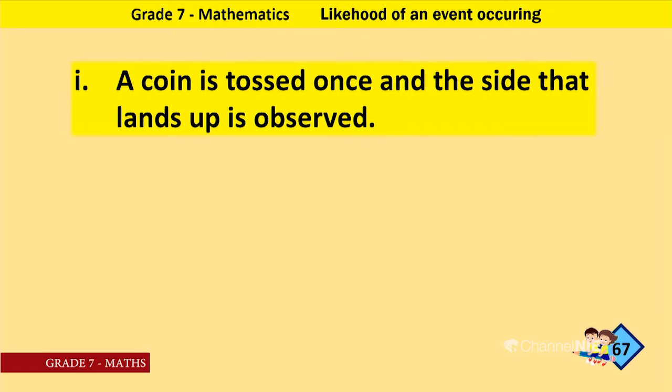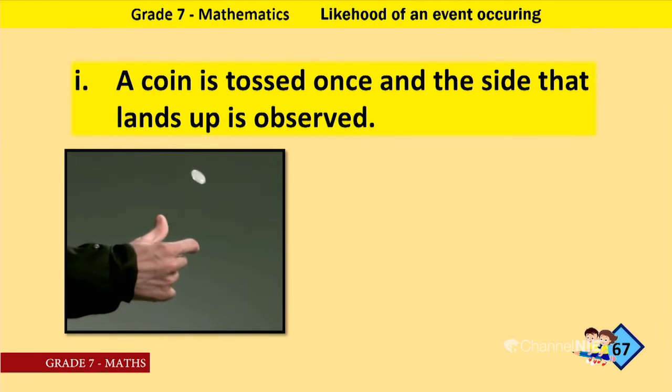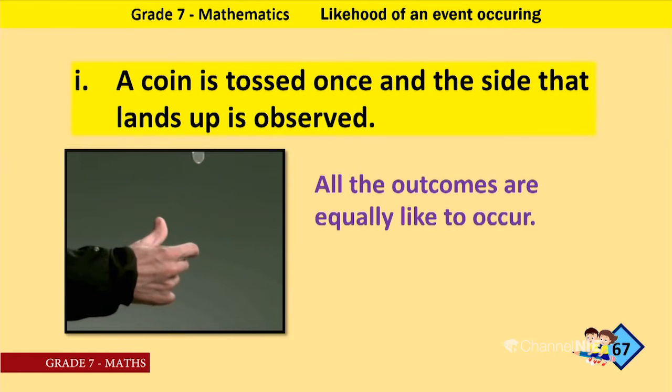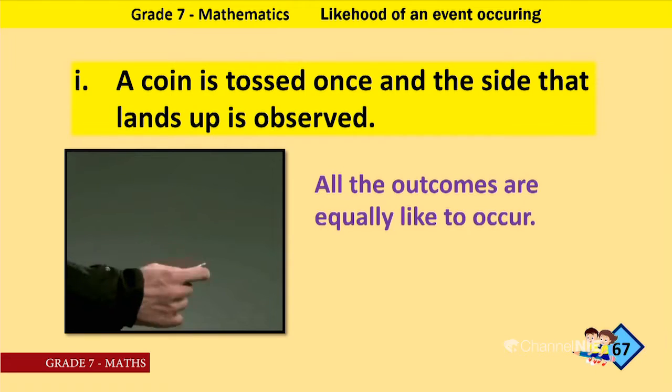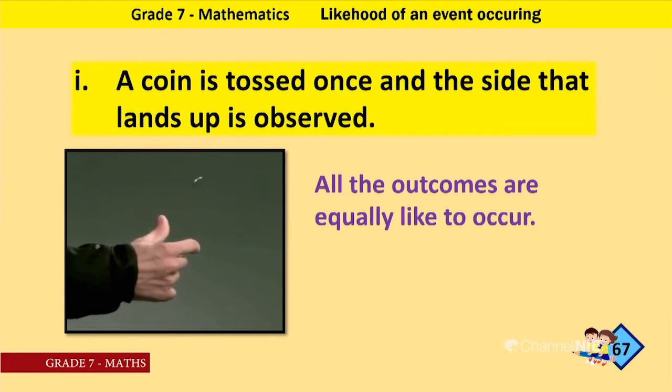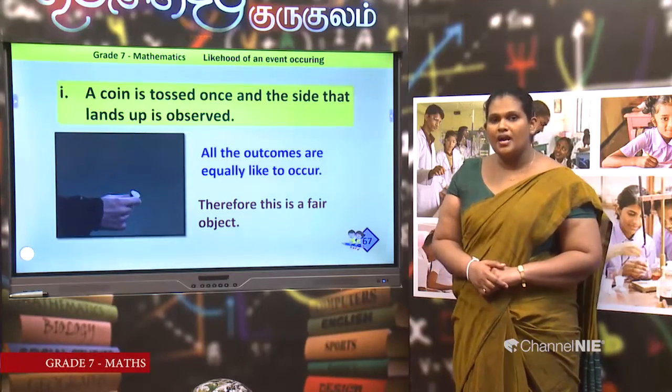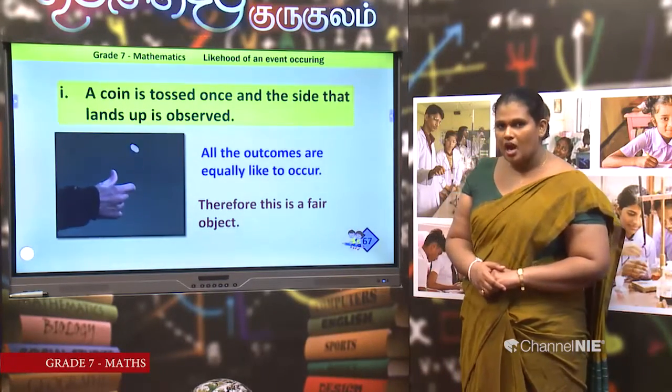Right. When you toss a coin, all the outcomes are equally likely to occur. You might get head or you might get tail. Therefore, we can say here we have used an unbiased object or a fair object.